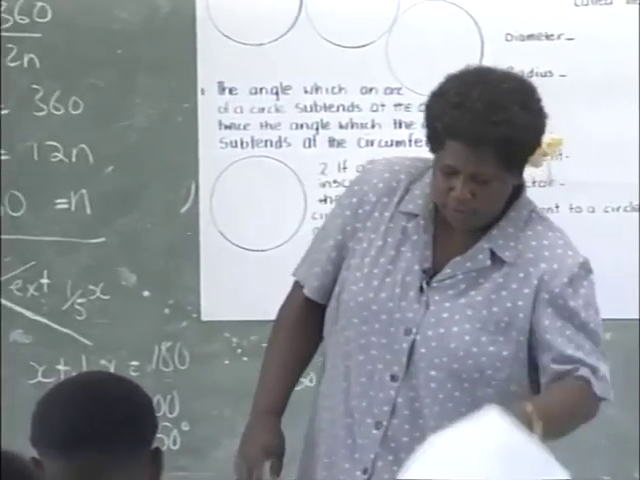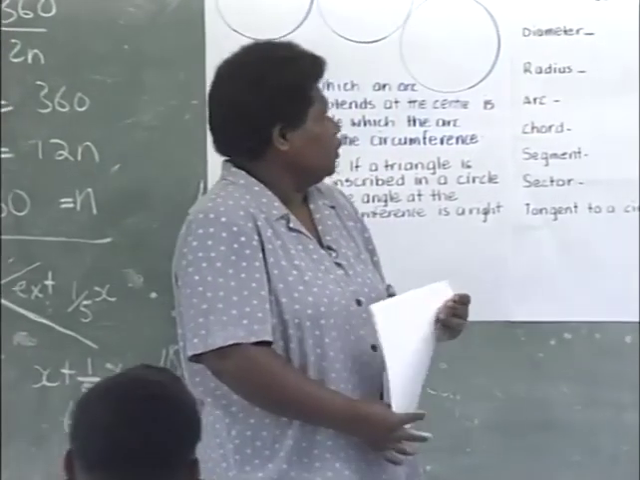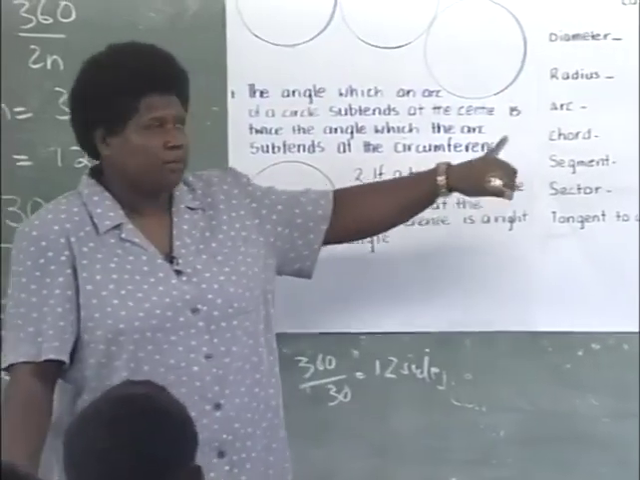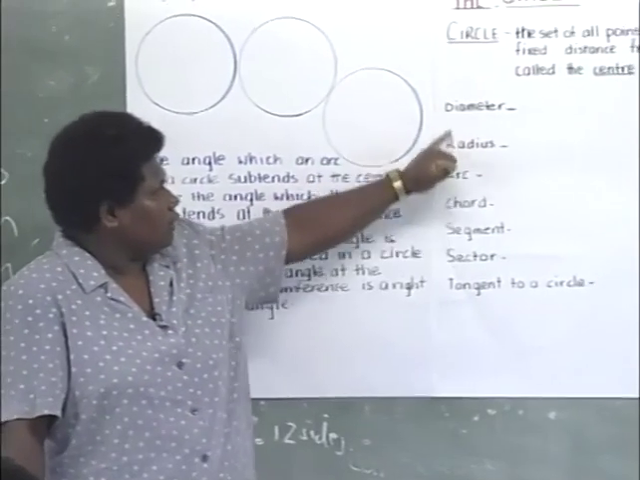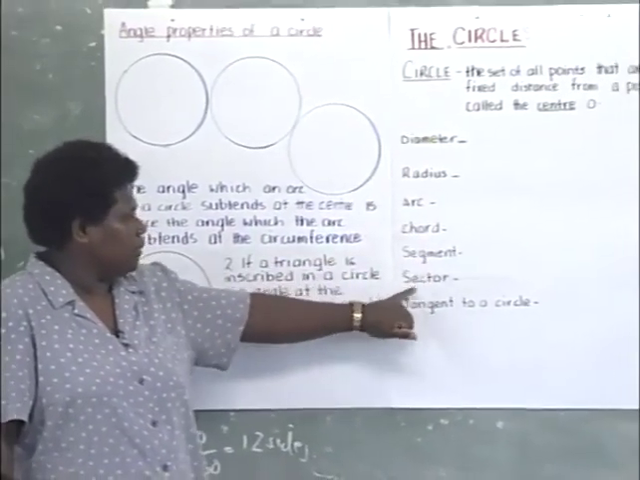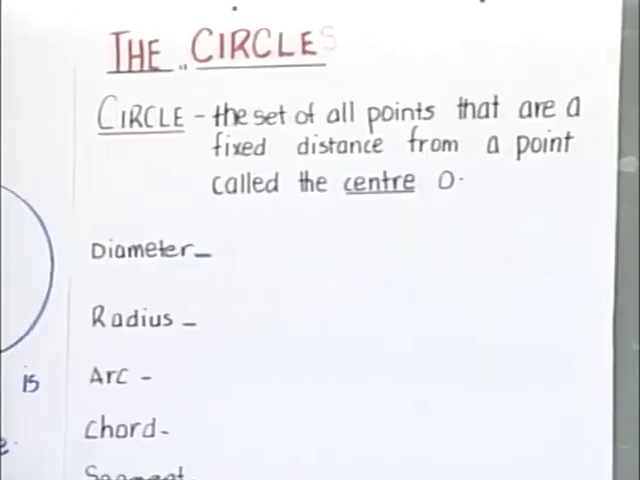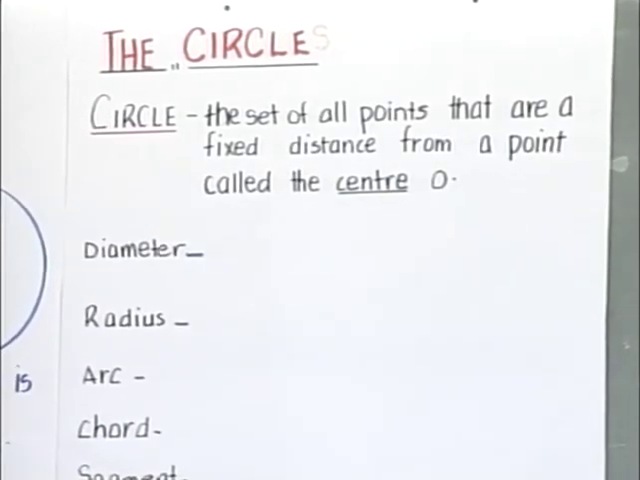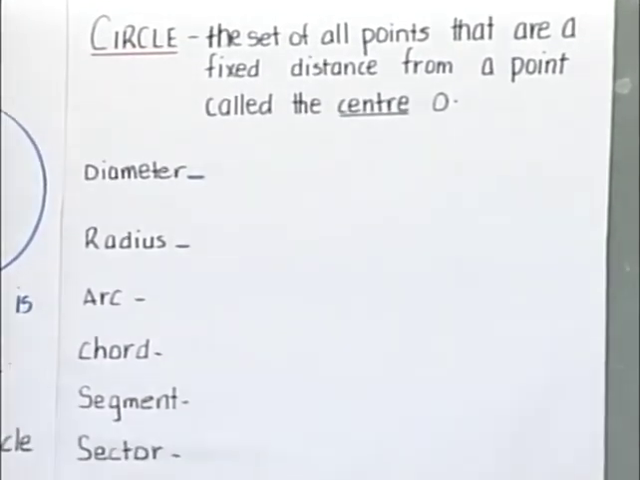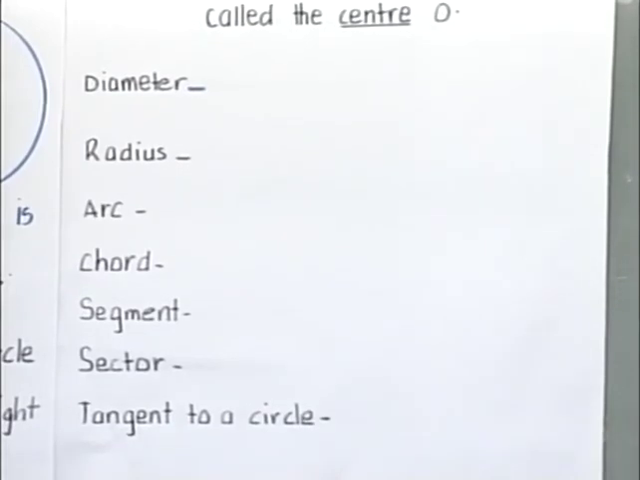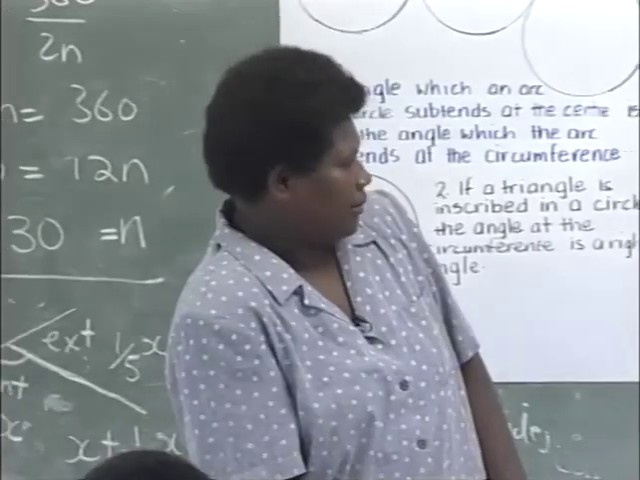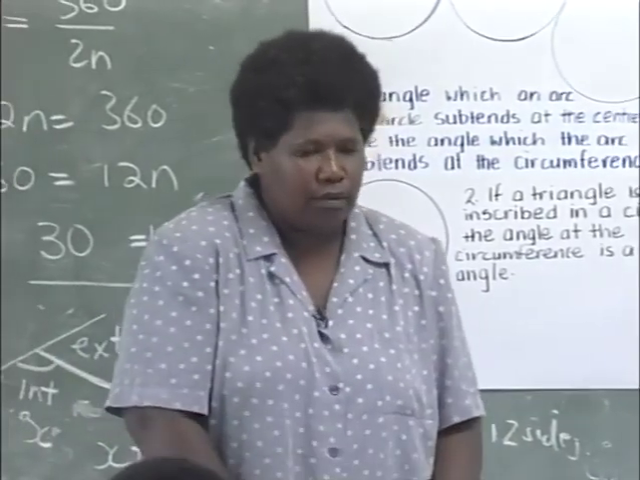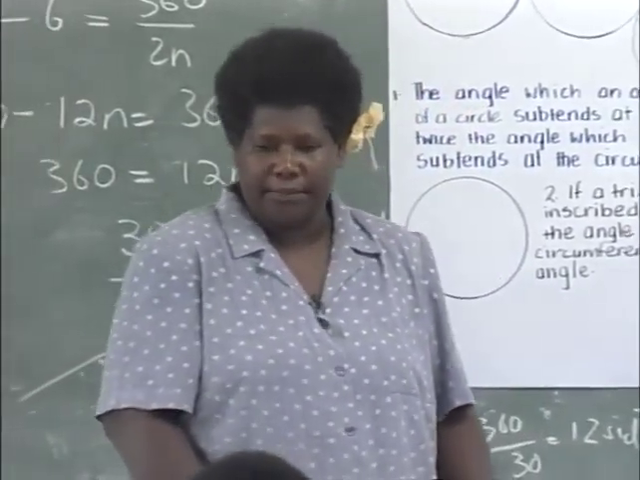Your homework for the next lesson, you are going to come up with the definitions of the parts of a circle: diameter, radius, arc, chord, segment, sector, and a tangent to a circle. And I would like you to define them mathematically, not using mathematical words. And then we'll look at the circle next lesson.